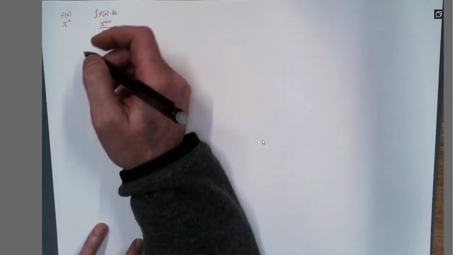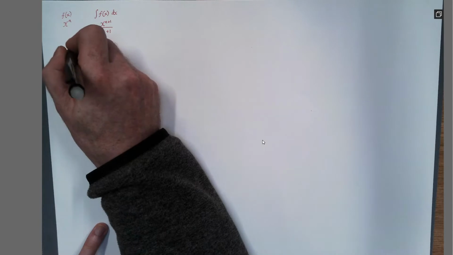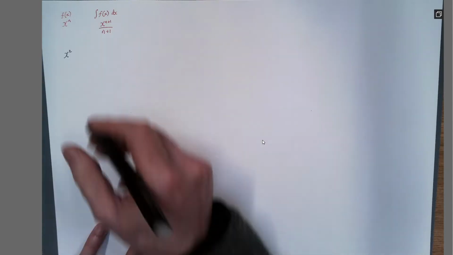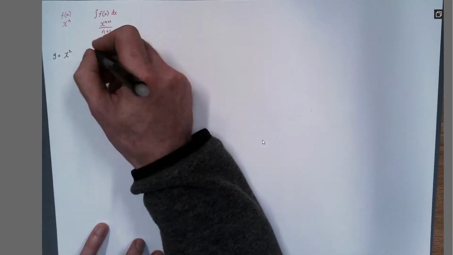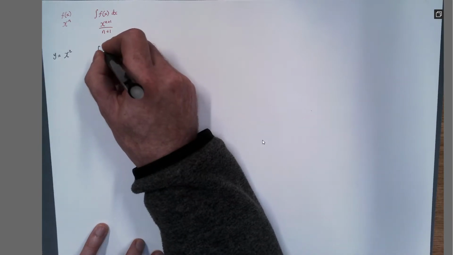Okay, so that's the formula. Now, does it hold for each n? We can check it by just doing dy dx in reverse. So take x squared: y equals the integration of x squared dx.